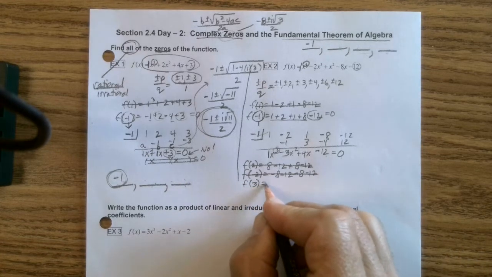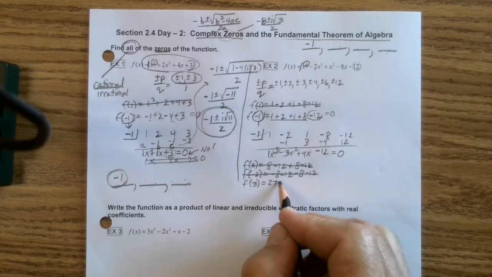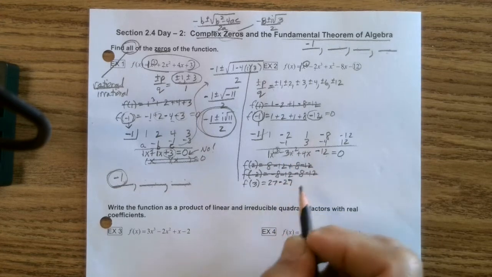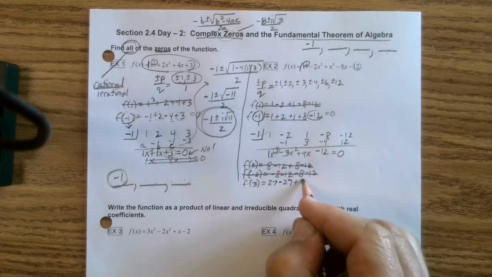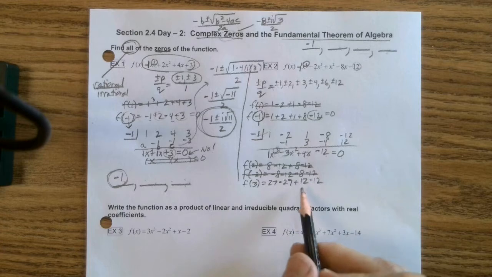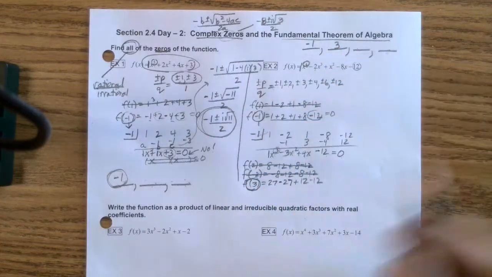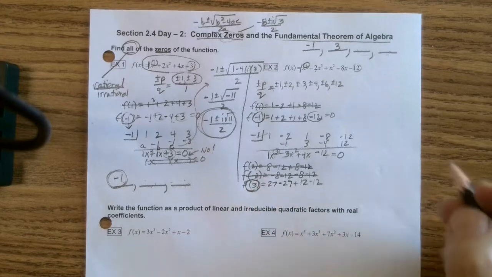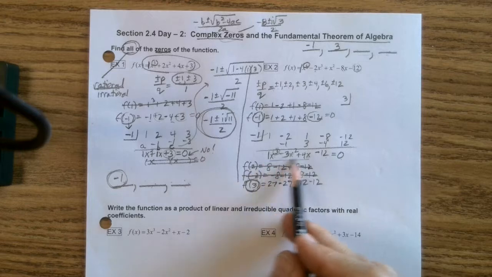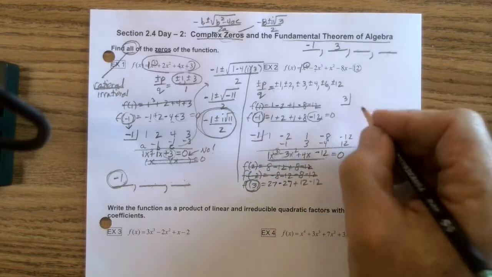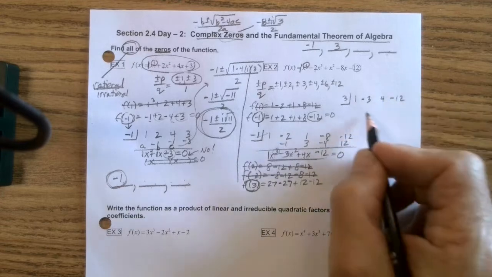Let's try 3. 3 cubed is 27. 3 squared is 9 times negative 3 is negative 27. Are you seeing what I'm seeing? This is looking good. Plus 4 times 3 is 12. Minus 12. Look at that. So our second one is a 3. What do I do with that? Well, put it in the chipmunk nest, but then we're going to use the coefficients of this one. So 1, negative 3, 4, negative 12.